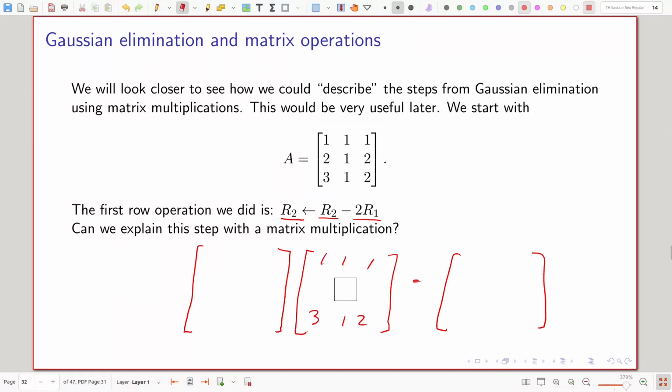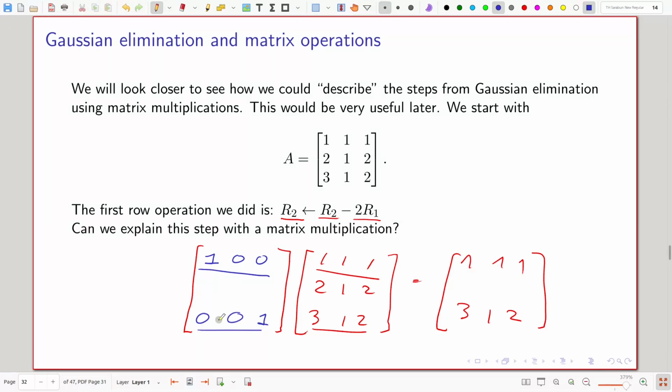2 1 2. The first two rows are the same, so I get 1 1 1 and 3 1 2. So here, what should I put? The first row should be 1 0 0, because when you do the matrix multiplication, this row would basically pick the first row. And the last row will be 0 0 1, because when you do the matrix multiplication, it will pick the last row. You multiply 1 on one row and 0 on the others.